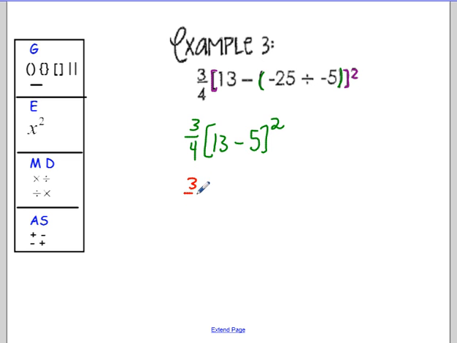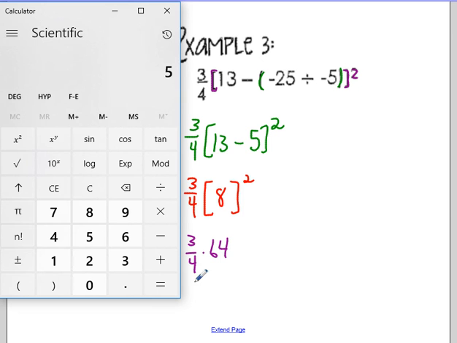So 3/4, 13 minus 5 is 8. And so now we're going to square our exponent. 3/4 times 64. So one way we could do that on our calculator, we could put parentheses around your fraction. So go parenthesis 3 divided by 4, parenthesis, and then times 64, and we get 48.